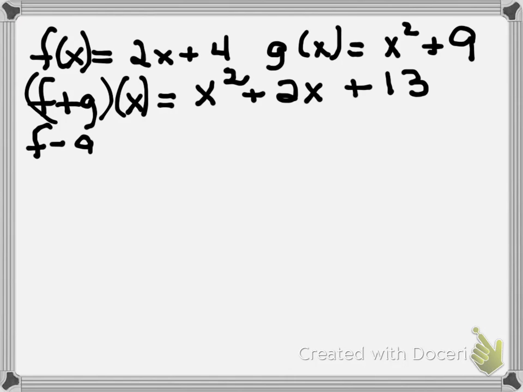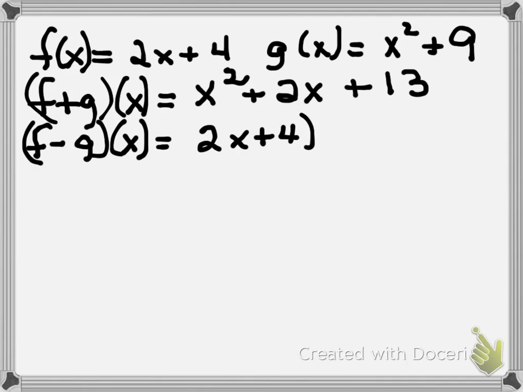If I have f minus g of x, 2x plus 4 minus x squared plus 9. Now I put each one of them in parentheses because especially the second one, I want to make sure that I distribute that negative, and these are common mistakes that you see, that I see in grading.